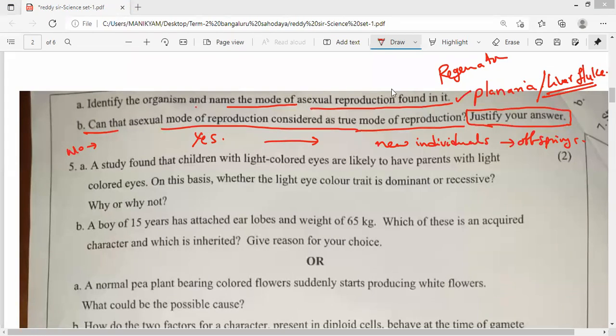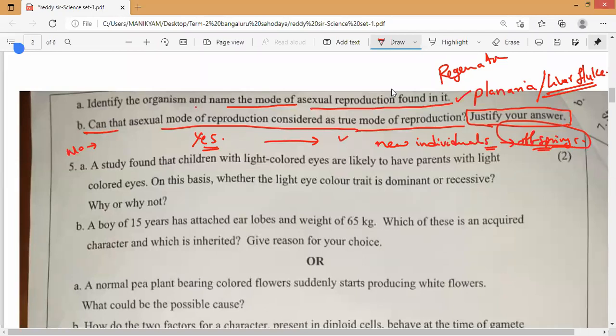So now, can the asexual mode of reproduction be considered a true mode of reproduction? If you write yes, why are we writing yes? Because it is producing new offsprings. New individuals are produced. The cells are dividing and producing new offsprings, and they are surviving as a new organism. So we can say it is a true mode of reproduction only. That is what you have to remember.